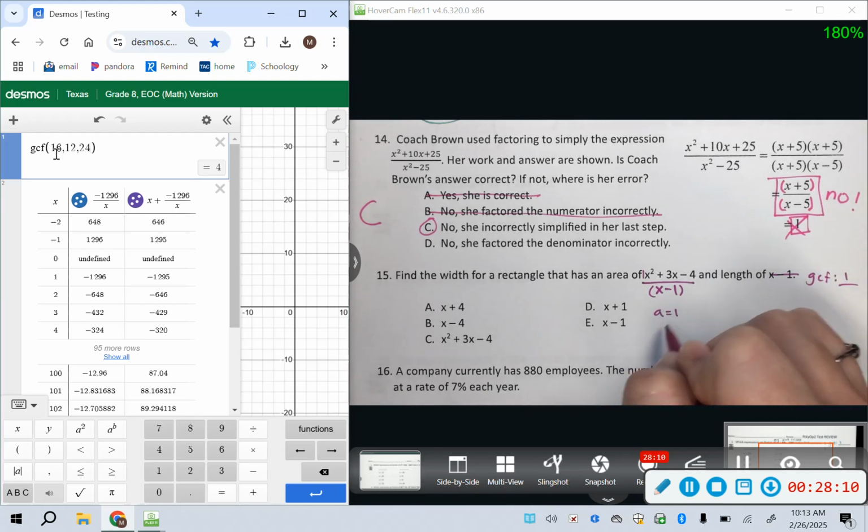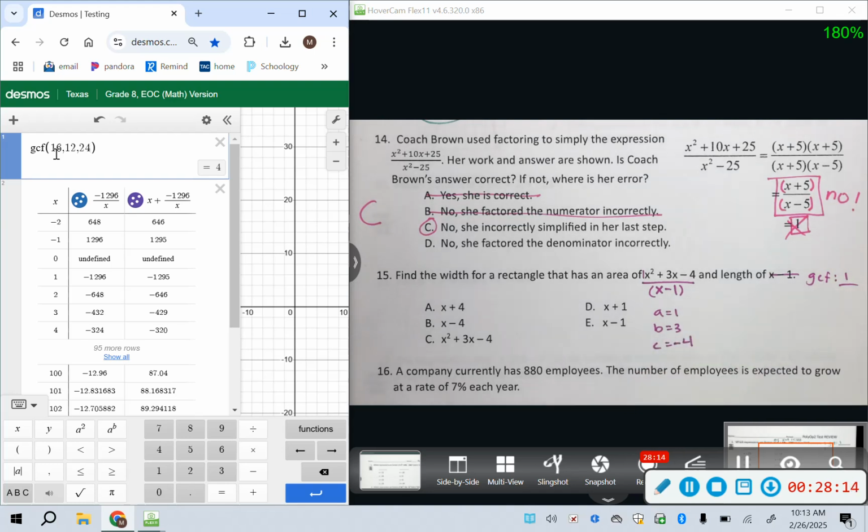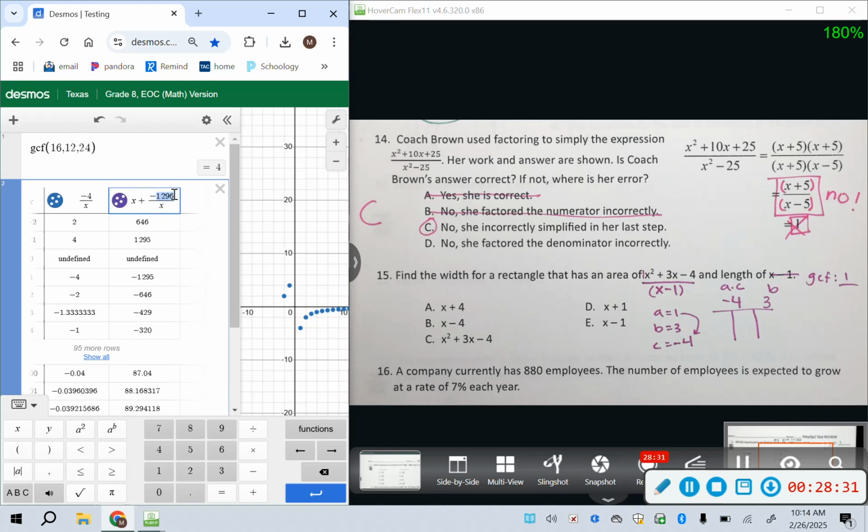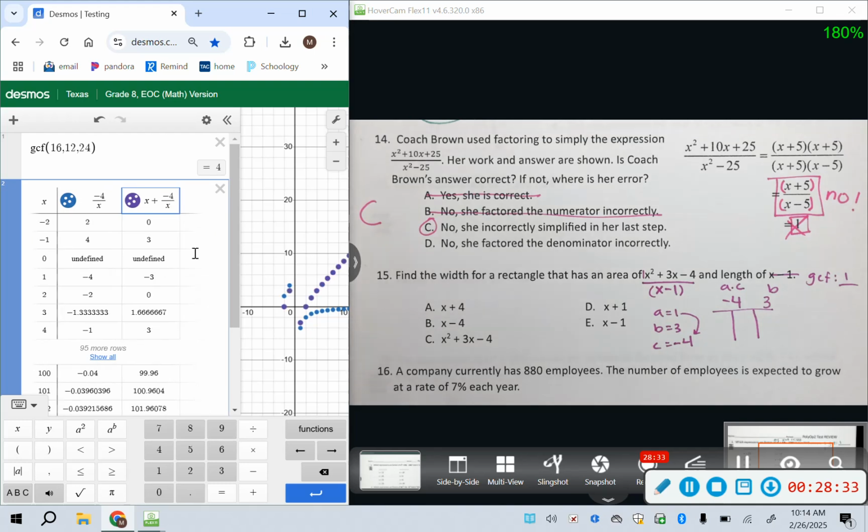So a is 1, b is 3, c is negative 4. So a times c. B in my third column is 3. So it multiplies to give me negative 4. And adds to give me, whoa. Okay, so I'm looking for what adds to give me positive 3, which is right here. So it's 4 and negative 1.